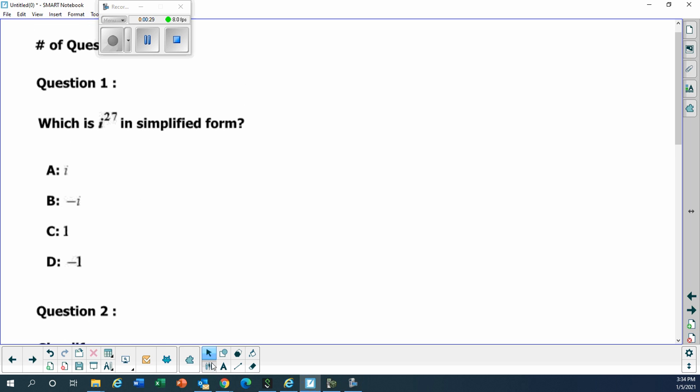Desmos can do a lot of things, but it would not do the complex numbers. But you guys remember what i stands for, right? We use i to represent the square root of a negative number. If I found a negative 4 in a radical, I can't have a negative inside a square root, but I can write it as 2i. Okay, if you guys remember that. But in this case, they're asking you what is i to the exponent of 27.